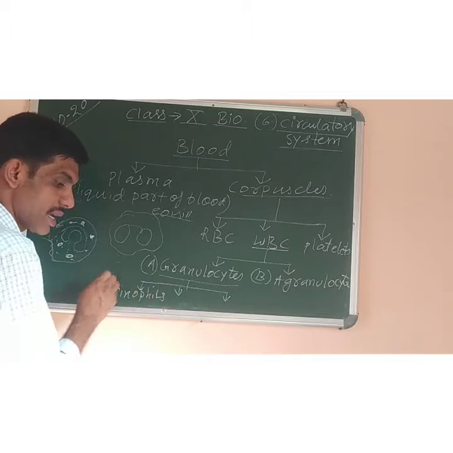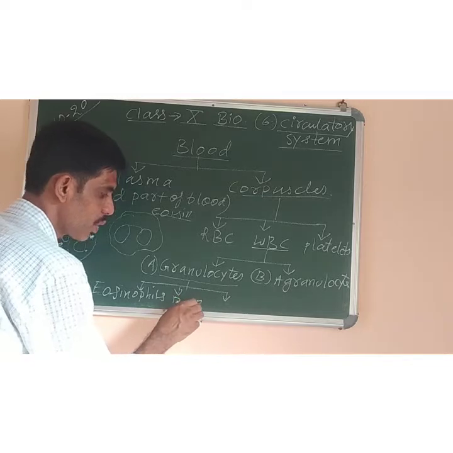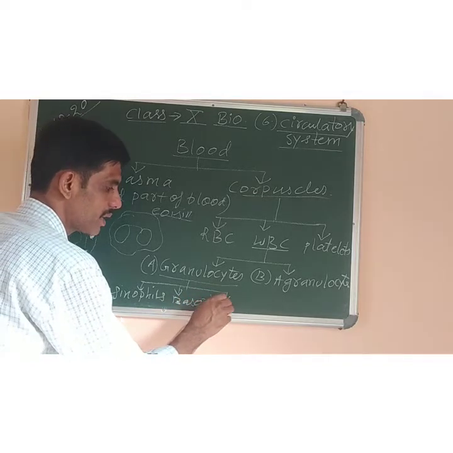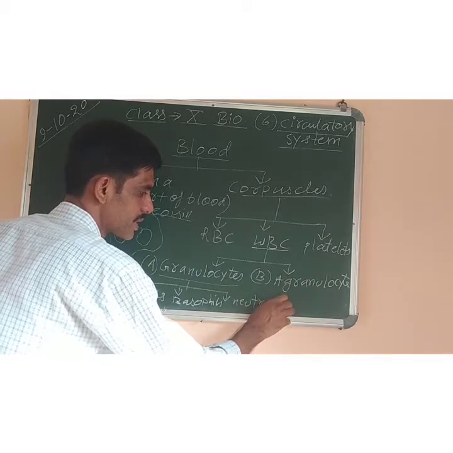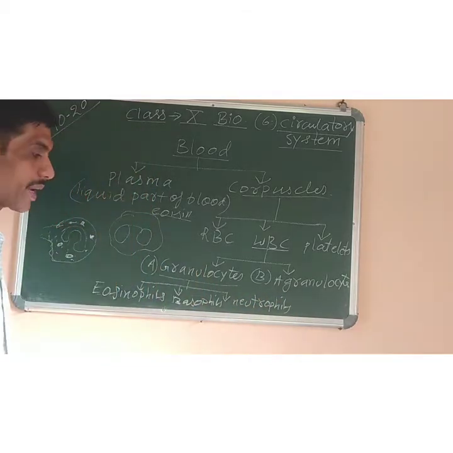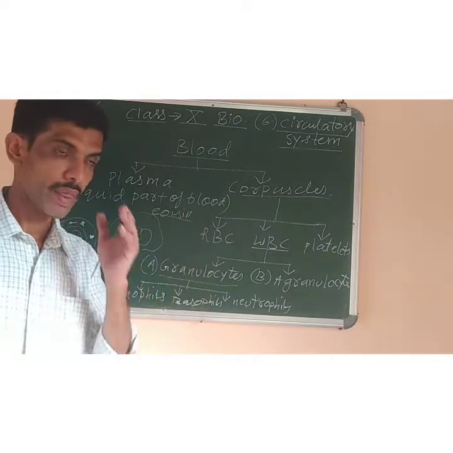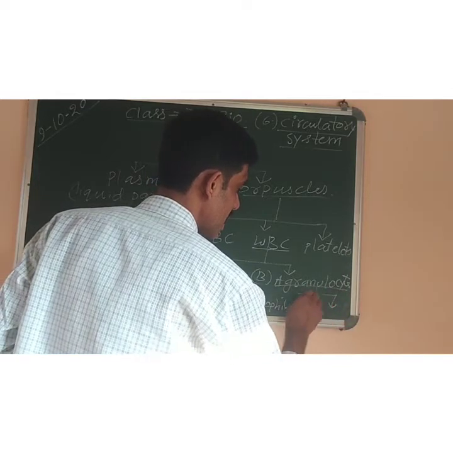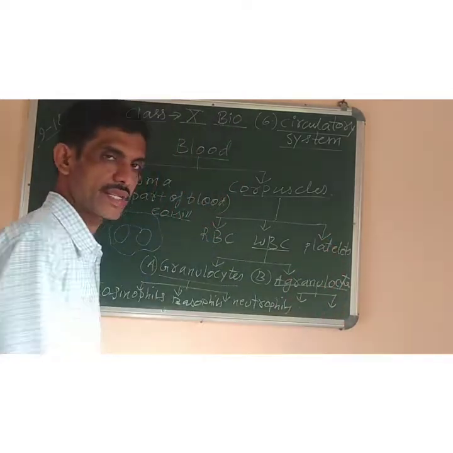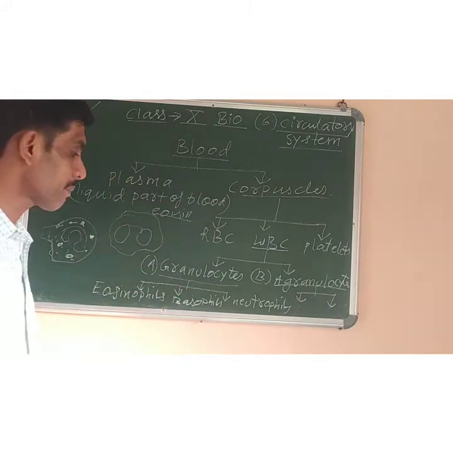E-O-S-I-N-O-P-H-I-L-S, eosinophils. The second one is basophils, B-A-S-O-P-H-I-L-S, and the third one is called neutrophils. So what are the three types of granulocytes? Eosinophils, basophils, neutrophils. Then how many types of agranulocytes are there? There are two types, lymphocytes and monocytes. So we can write like this, a tabular chart of the composition of blood.